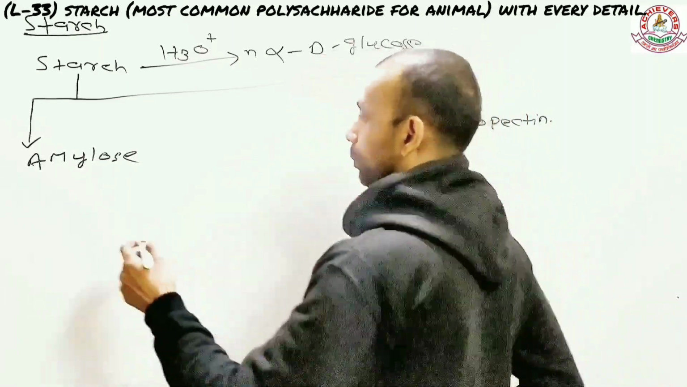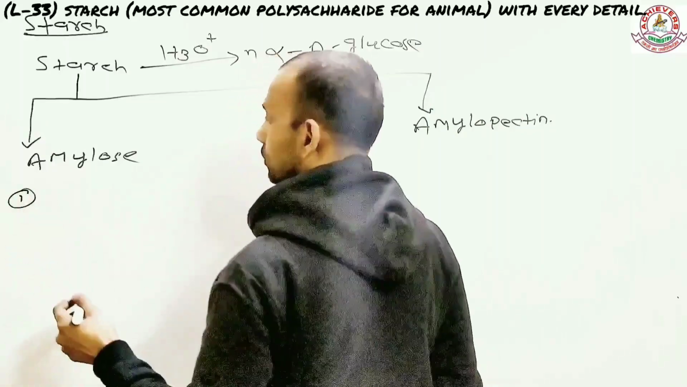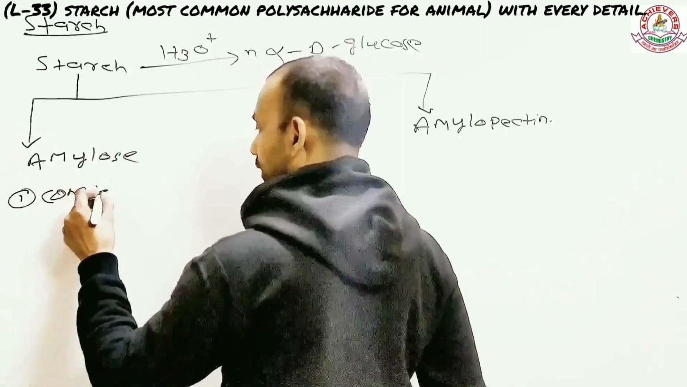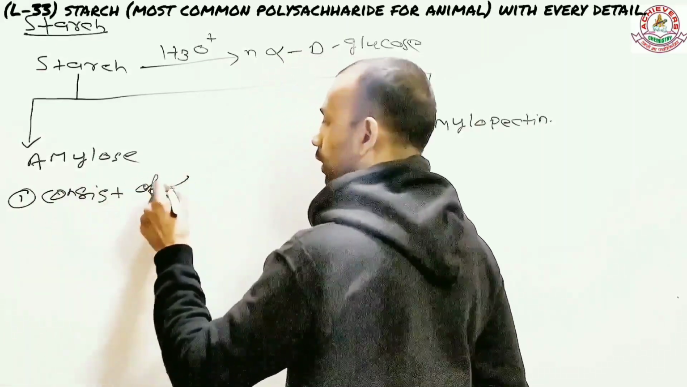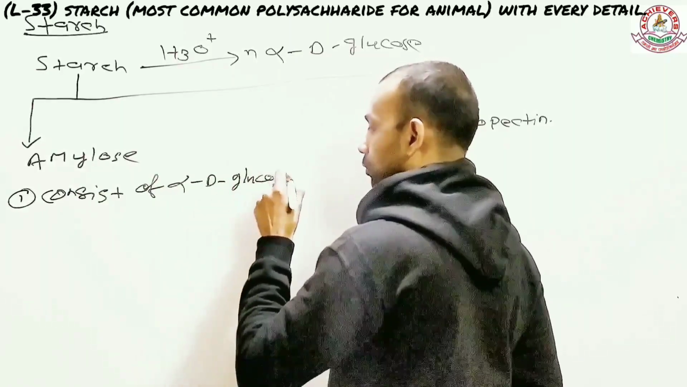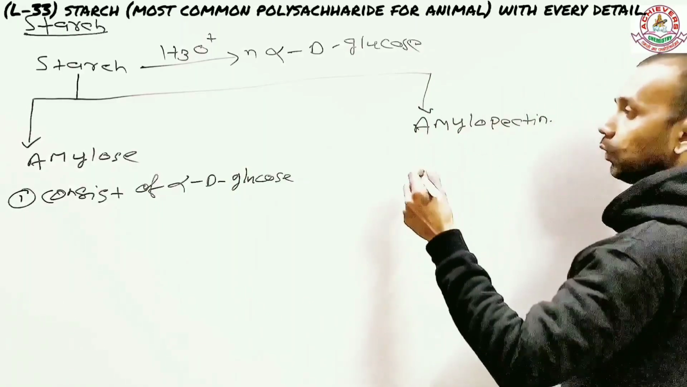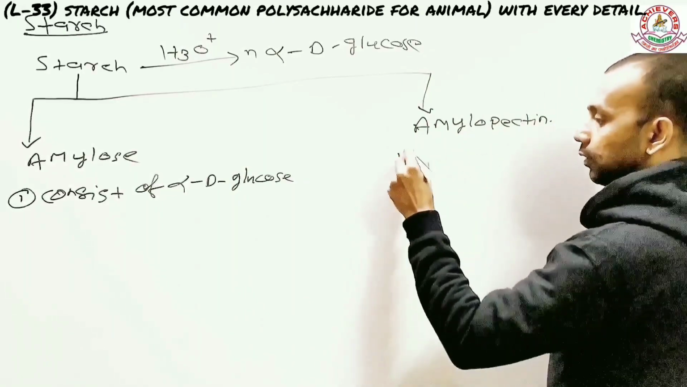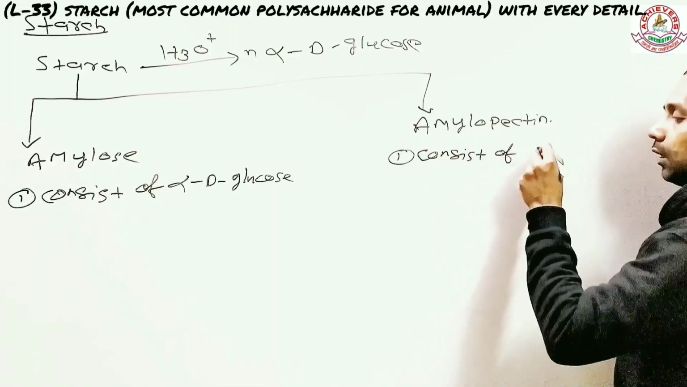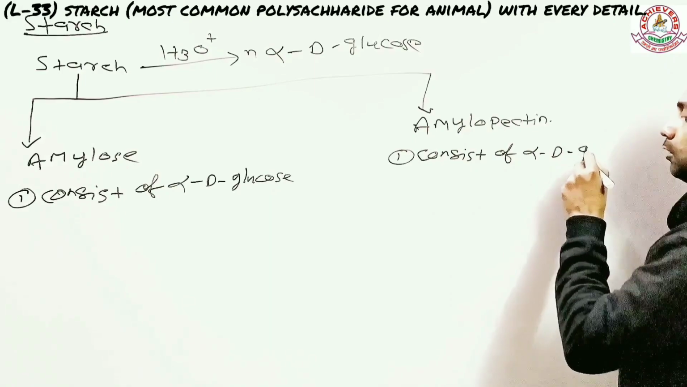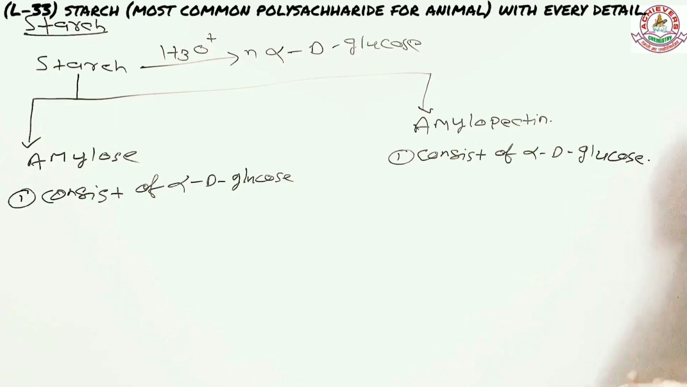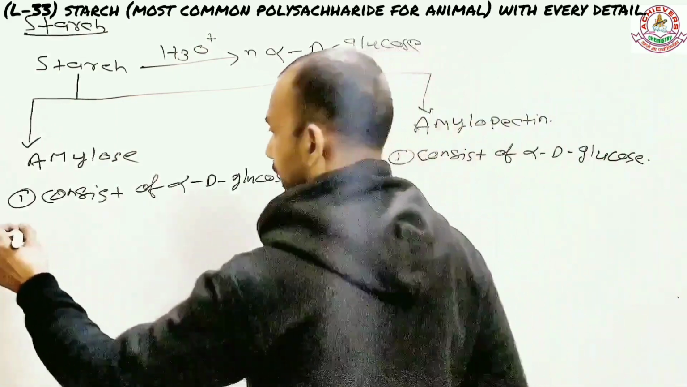Now, the first thing is that amylose consists of alpha D glucose. But again, even amylopectin is also made up of alpha D glucose. So this looks like a similarity here. Let's talk about the second point.